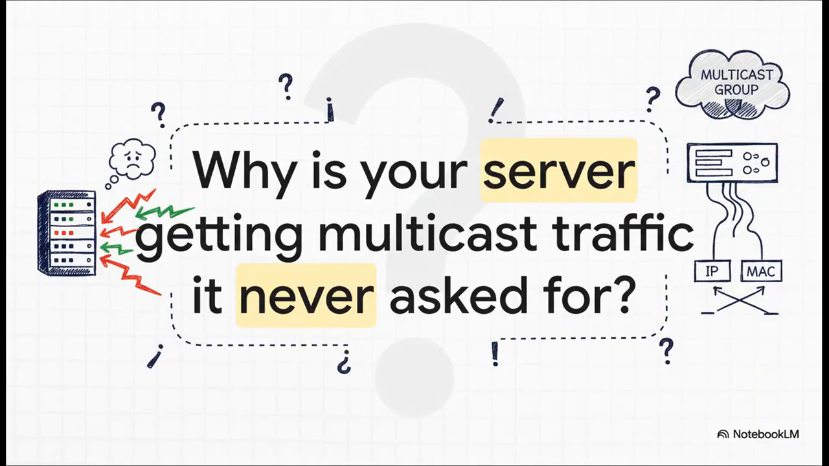Yeah, that's the big question, right? You've done everything by the book, your multicast groups are set up perfectly, the subscriptions are all in order, and yet, here comes this flood of data you don't want. It feels like something's broken, like it has to be a bug. But, and this is the wild part, it's not. It's actually an intentional quirk, a feature, of how networks translate information.